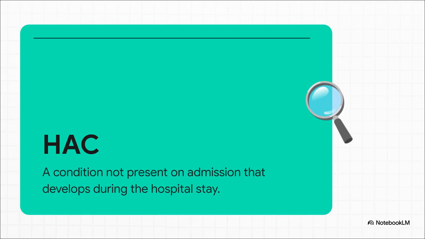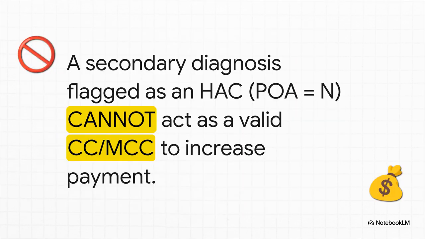We're talking about things like post-admission pressure ulcers, hospital-acquired infections, or maybe a patient accidentally falling out of bed. So as a coder, this right here is your golden rule. A secondary diagnosis flagged as an HAC, meaning it gets a POA of N, cannot, and I mean literally cannot, act as a valid CC or MCC to increase your MSDRG payment. That severity adjustment just gets completely wiped out for that specific condition.